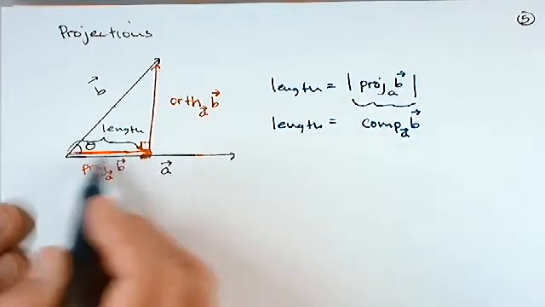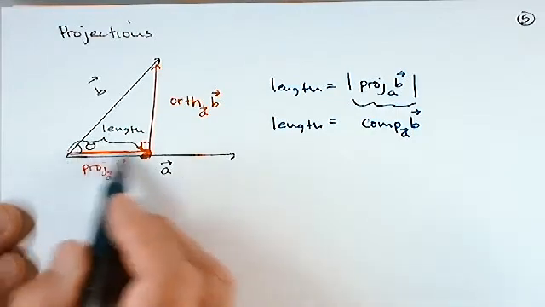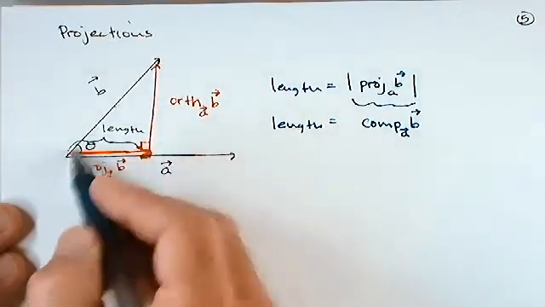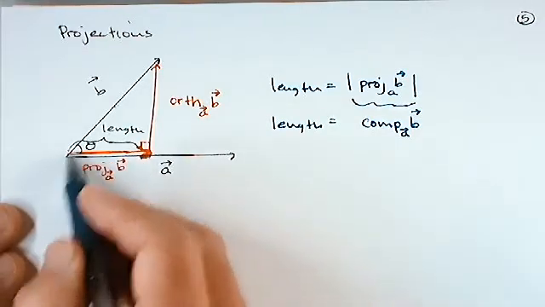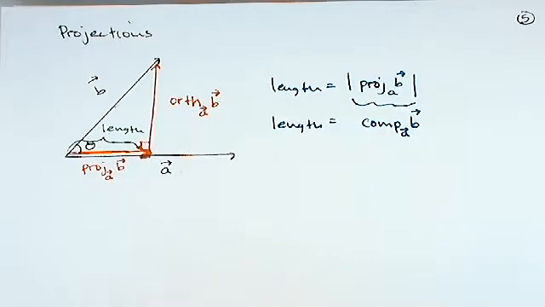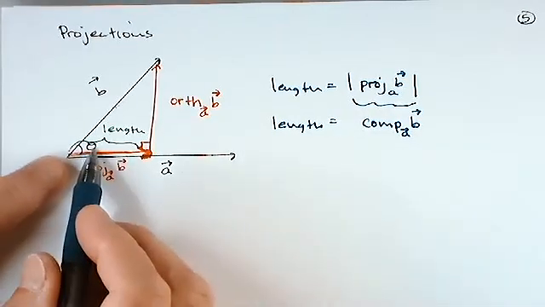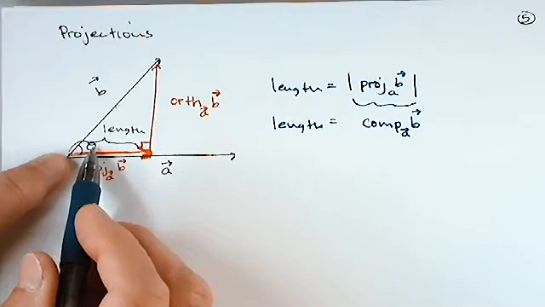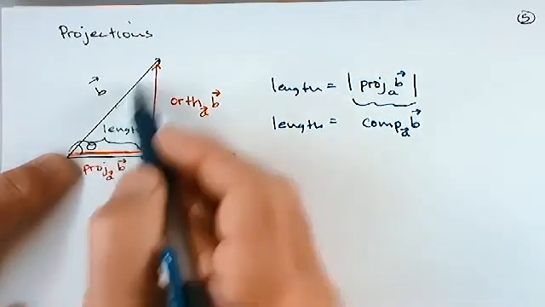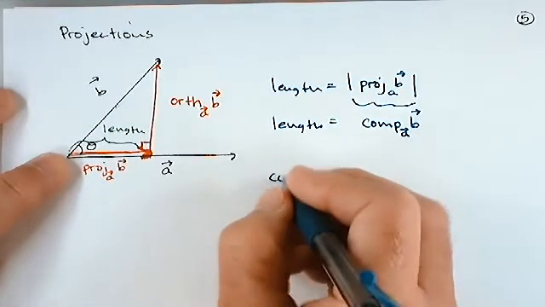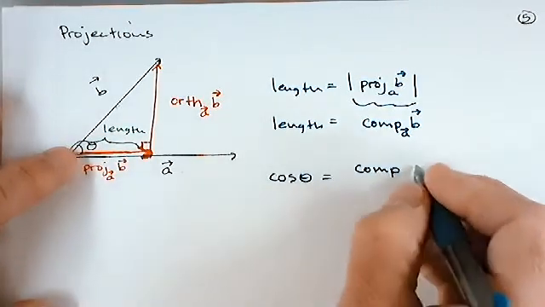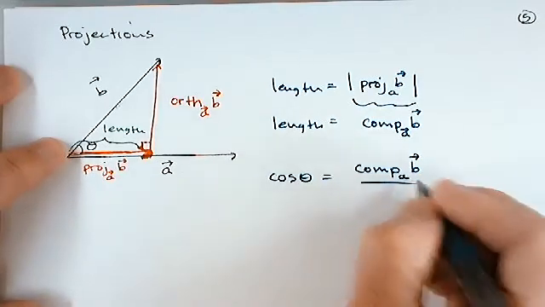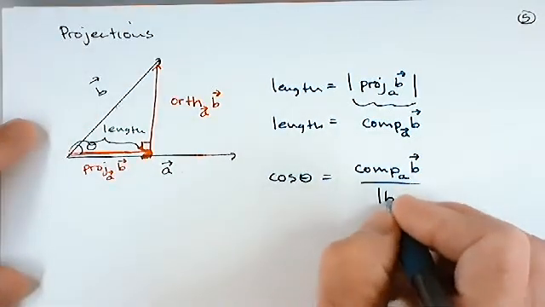Using plain old trig. I have this angle theta. I'm interested in the length of this side. I know the length of this side. That's just the magnitude of B. So which trig function relates this side and this side for this right triangle? From this angle here, this would be the adjacent side over the hypotenuse. So that is going to be cosine. So the cosine of theta is equal to this length, the component of B onto A, divided by the length of the hypotenuse, which is the magnitude of B.